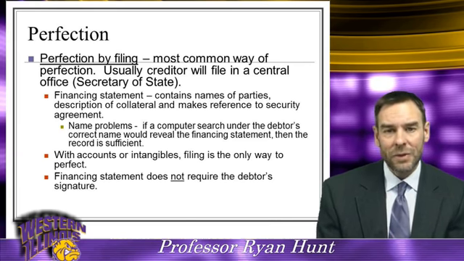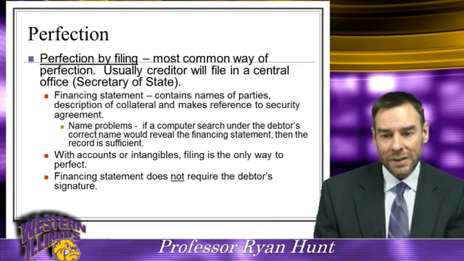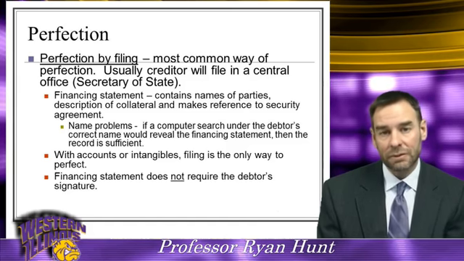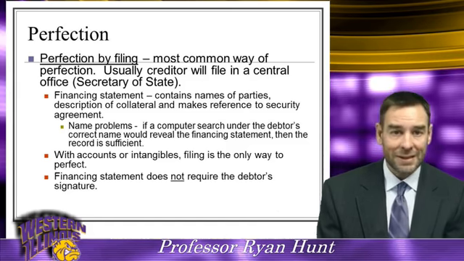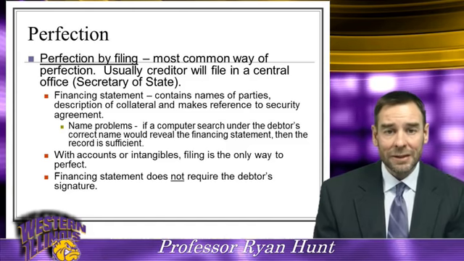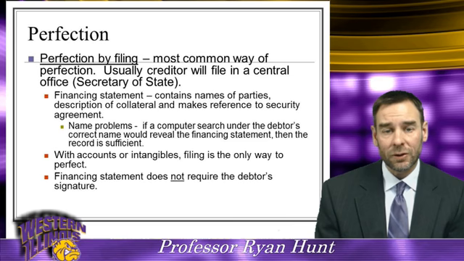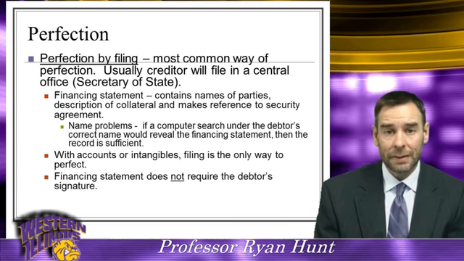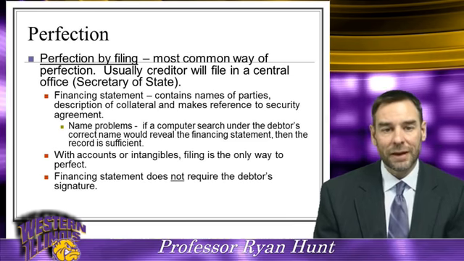And the rule is this. How do we know? Well, the rule says if a computer search under the debtor's correct name would reveal the financing statement, then the record is sufficient. If it wouldn't, then it's not. So if Second Bank did a search of the Secretary of State's records on her computer under Happy Day Inc., there's no way they would have found Bob Smith. And so my filing is ineffective.